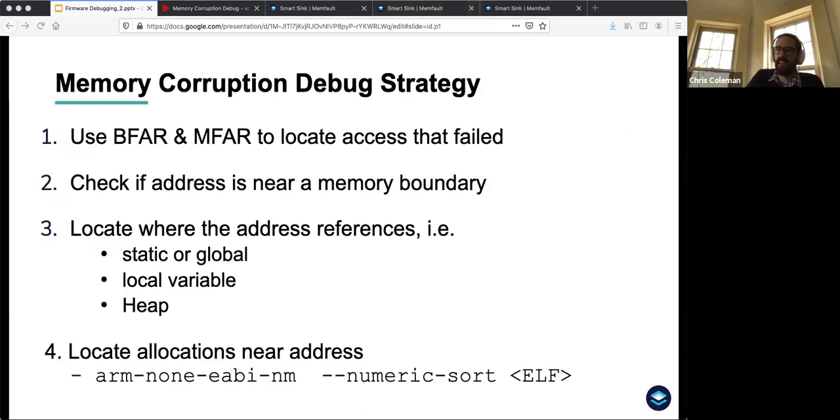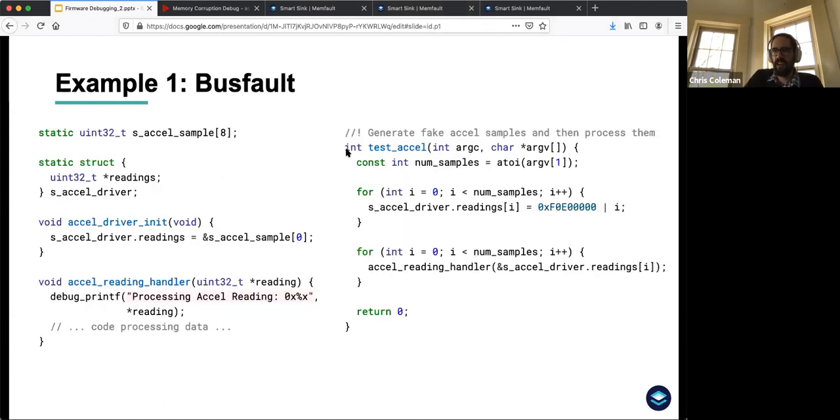With that strategy in mind, let's take a look at an example. On the left here, we have the world's simplest accelerometer driver. It just holds a pointer to a buffer called readings, and what we will do is batch up readings. Then there's a handler that will print the readings out and then run some processing on it. On the right, we have a CLI command to exercise our driver.